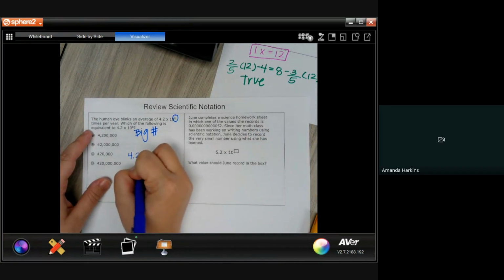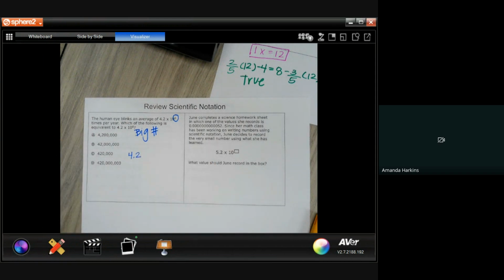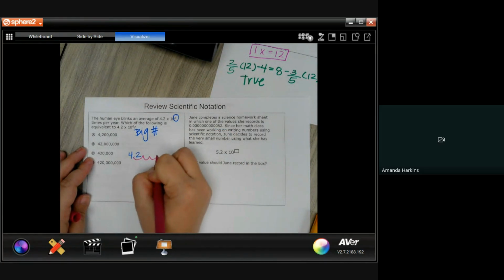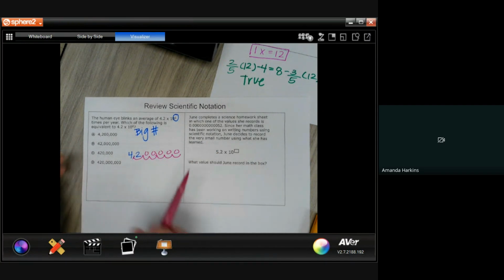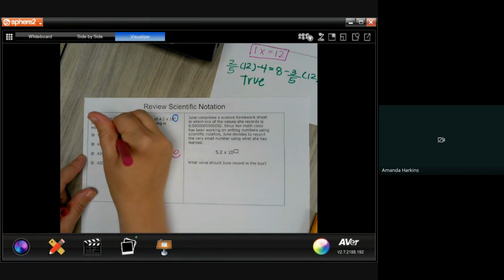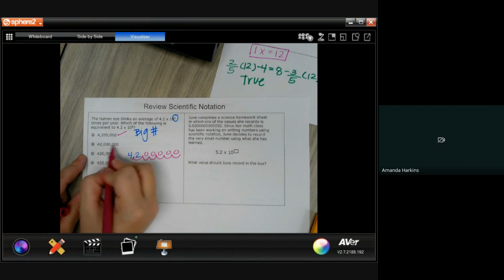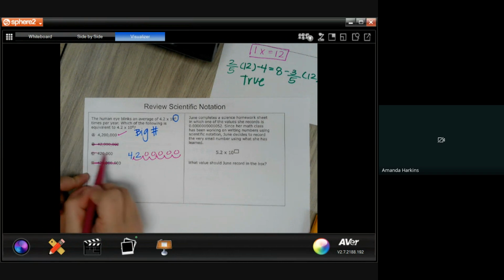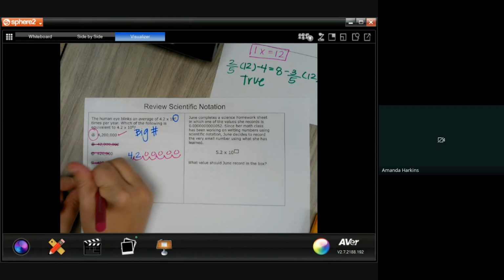So I have 4.2. I'm going to be making my bigger number. So I'm going to move it 6 times. So that's 1, 2, 3, 4, 5, 6. So now I can go ahead and check my answer. This one is correct. This one, all they did was move the 0. Or this one, they just added 6 zeros. That's not correct. This one, they add too many. And then this one, they didn't add enough. So my answer here was A.